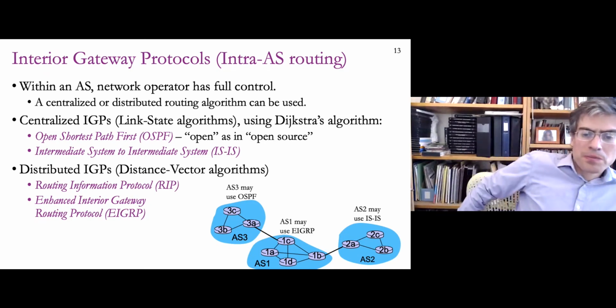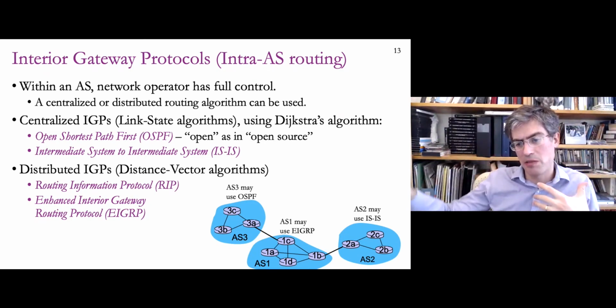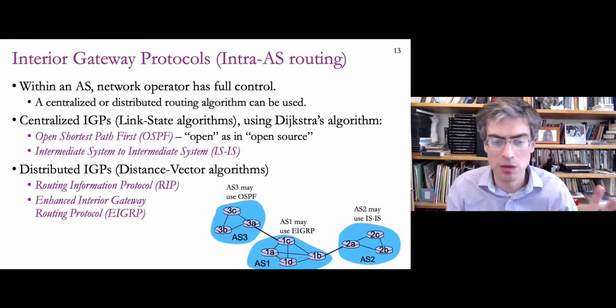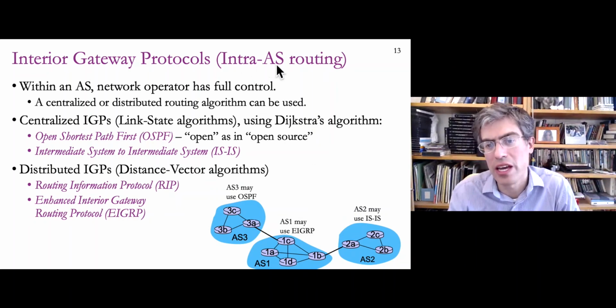All right, so BGP is used for routing between autonomous systems. We're going to spend the second half of this lecture talking about that. But before we do that, let's talk briefly about interior gateway protocols, or IGPs. This is for Intra-AS, that is, within an AS routing.